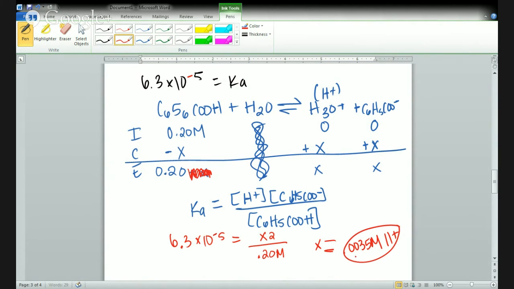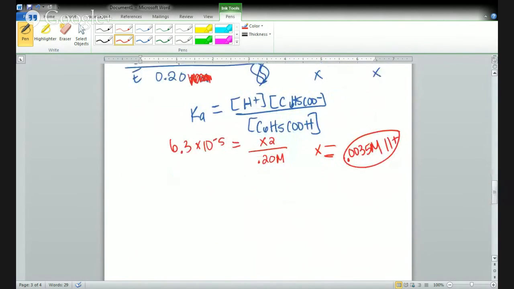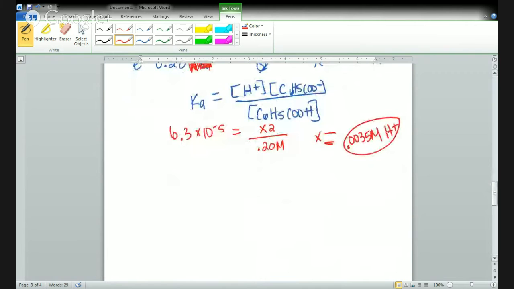Now tomorrow, if we asked you for the pH, let's say, what would the pH be if we wanted to take this one step further? What we could do to go from just my H plus to my pH is use our square of awesomeness. So we would simply take the negative log of 0.0035, and in this case that would give me a pH of 2.45.